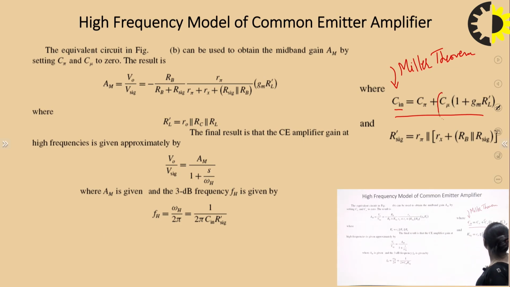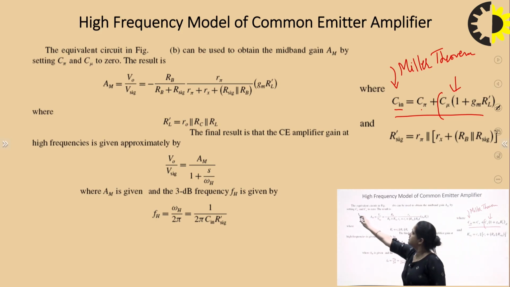Here, this is the input capacitance of C mu at the input side, and C pi is connected in parallel. That's why we have added this. Again I'm repeating, as there is a little bit of confusion: this C in represents the total input capacitance, and this is calculated through Miller's theorem, that is C mu times 1 plus gm RL dash. Now using this, we can easily derive the expression.